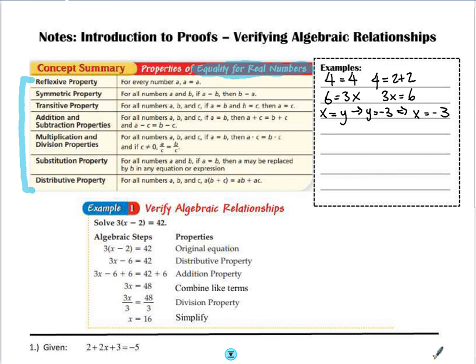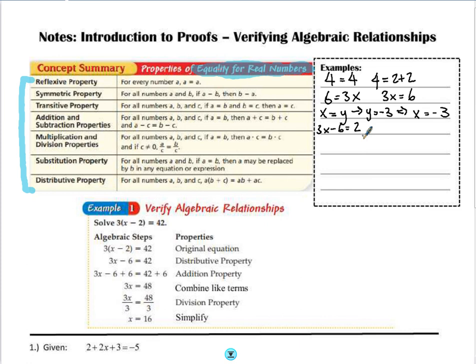The next property is the addition and subtraction property, which states that for any numbers a, b, and c, if a equals b, then a plus c equals b plus c, and likewise a minus c equals b minus c. So let's say you were given an equation like 3x minus 6 equals 2. If you were solving this, you would probably say I'm going to add 6 to both sides to combine like terms on opposite sides of the equation.